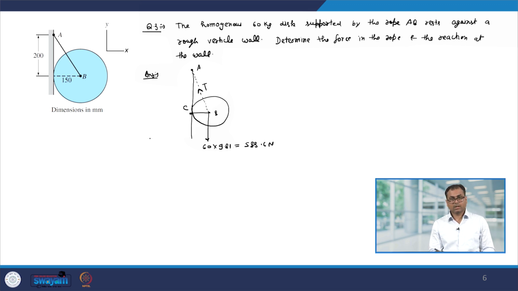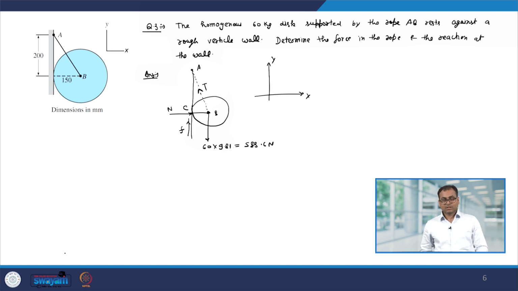This wall has friction. So, therefore, the frictional force is going to act. Let us say the direction of the friction force is upward. From the wall there will be a normal force, and let us also put the axes, x axis and y axis. So, this completes the free body diagram of this problem.